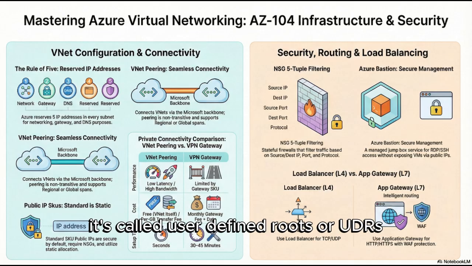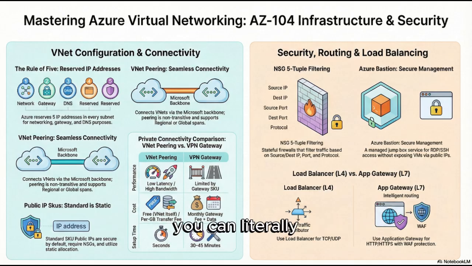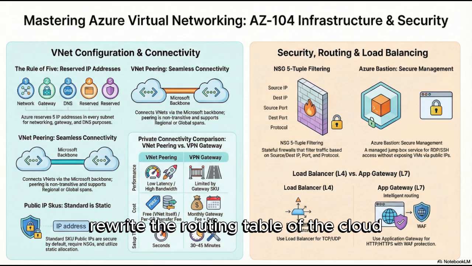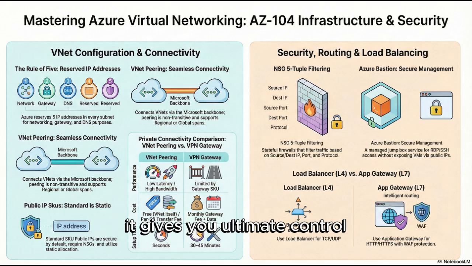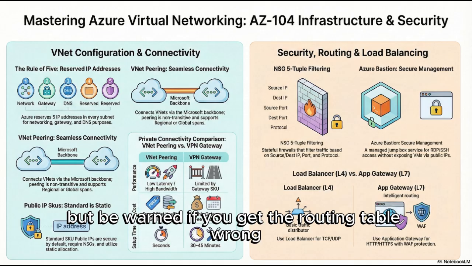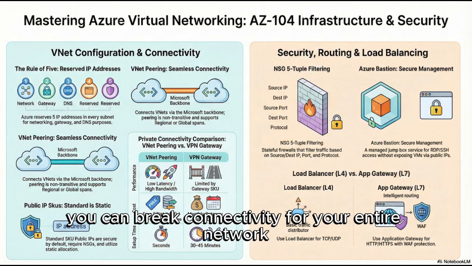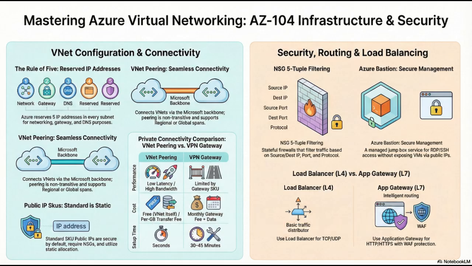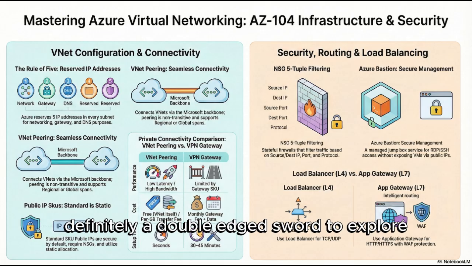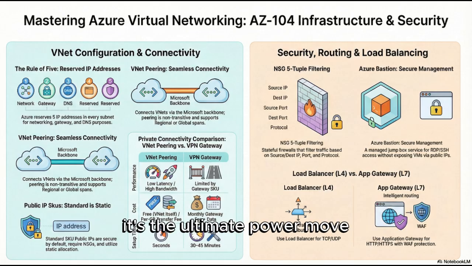It's called user-defined routes, or UDRs. You can literally rewrite the routing table of the cloud to force a next hop of your choosing. It gives you ultimate control, but be warned. If you get the routing table wrong, you can break connectivity for your entire network in a single click. User-defined routes. Definitely a double-edged sword to explore for next time. Indeed, it's the ultimate power move.